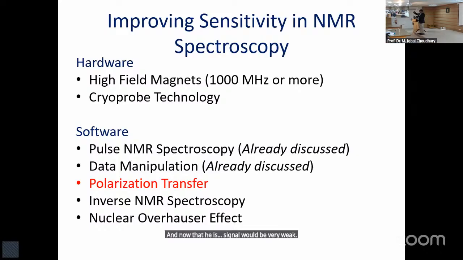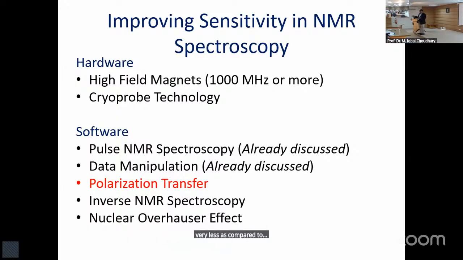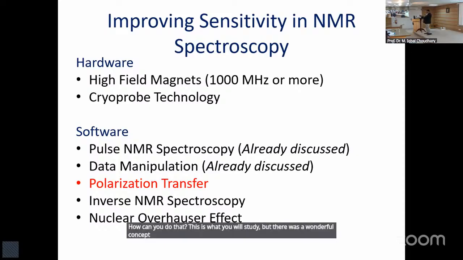The signal intensity depends on the population difference. Carbon-13 population difference would be very small as compared to proton. And if you can somehow transfer the polarization from the sensitive nuclide, the proton nucleus, to carbon, you can enhance the signal. How can you do that? This is what you will study. But that was a wonderful concept which was developed.